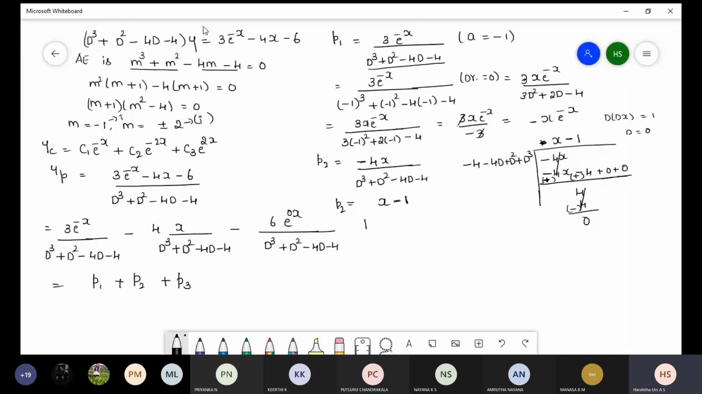Now P3: minus 6 e power 0x. Wherever D is there, we have to substitute 0. Here I got minus 4. Minus minus will get cancelled. So 3 by 2. E power 0x means 1. Therefore, here I write yp is equal to P1, which means x into e power minus x. P2 means x minus 1, because I have taken it with the sign, minus 4x.